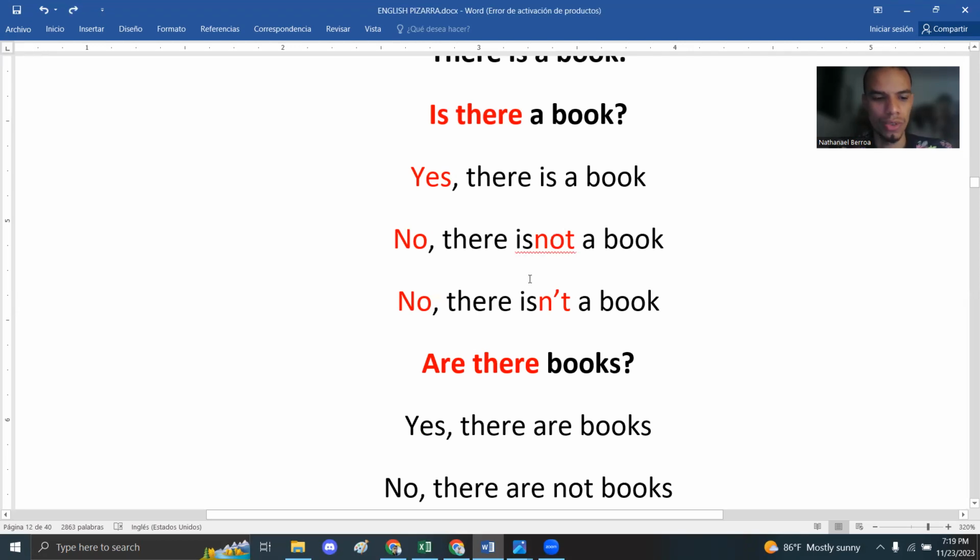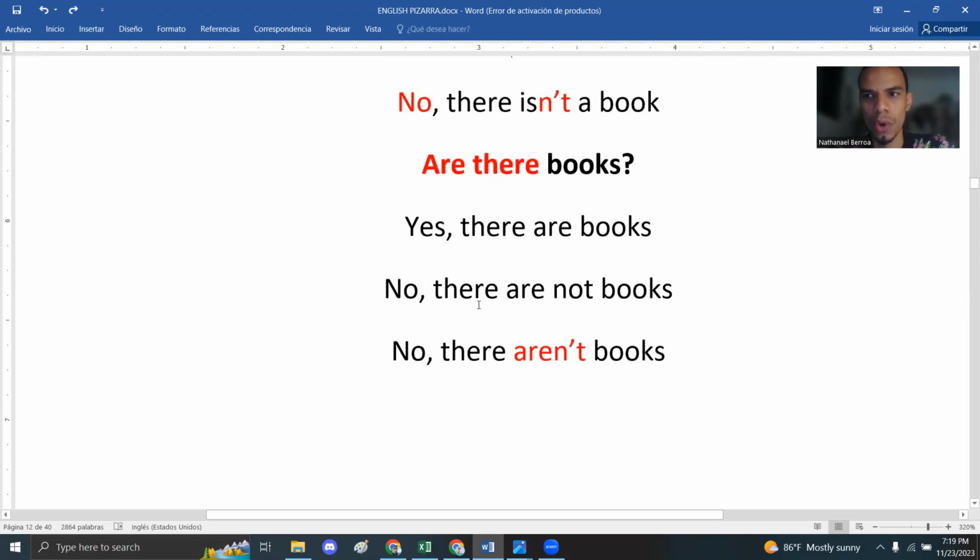Volvemos acá. So, let's continue. Right here. Plural forms, en plural. Are there books? ¿Hay libros? Yes, there are books. Sí, hay libros.